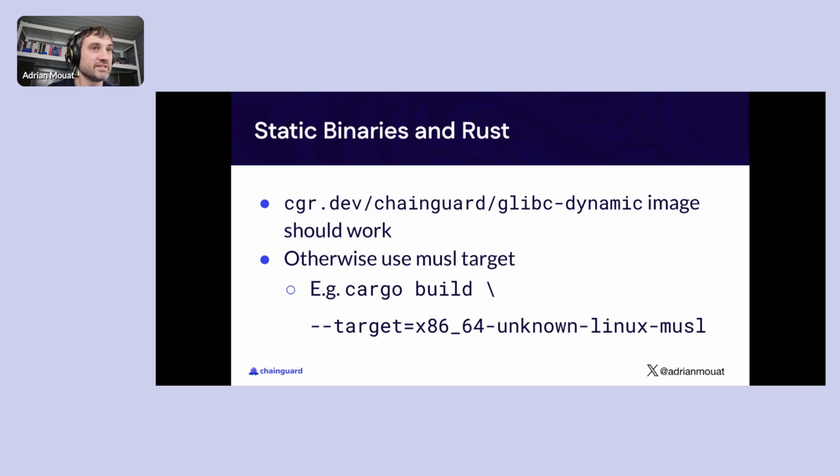Okay, static binaries in Rust. I'm running out of time, I better hurry up. Yeah, you can create static binaries in Rust as well. If you just use normal compilation, those images will probably work with a glibc dynamic image and use the glibc in there. But you can also use the musl target, which will create a completely static image. Where's my notes gone? There we go.